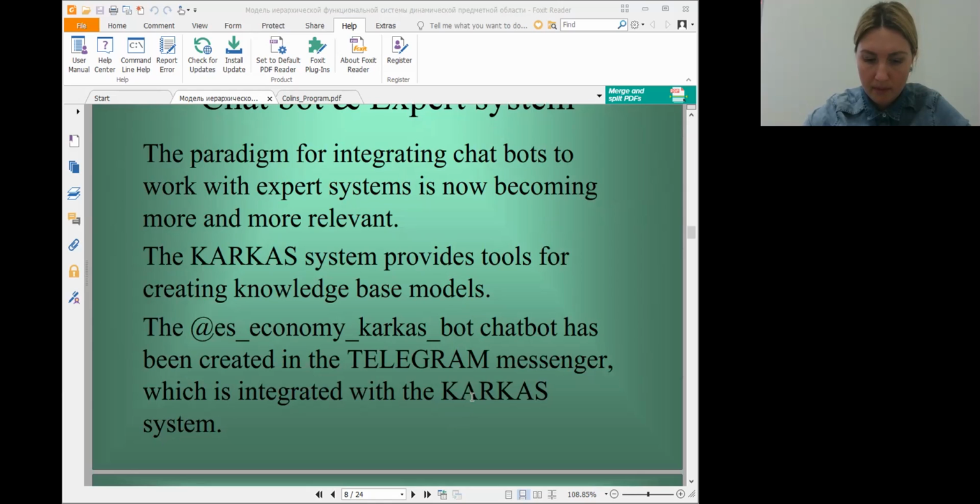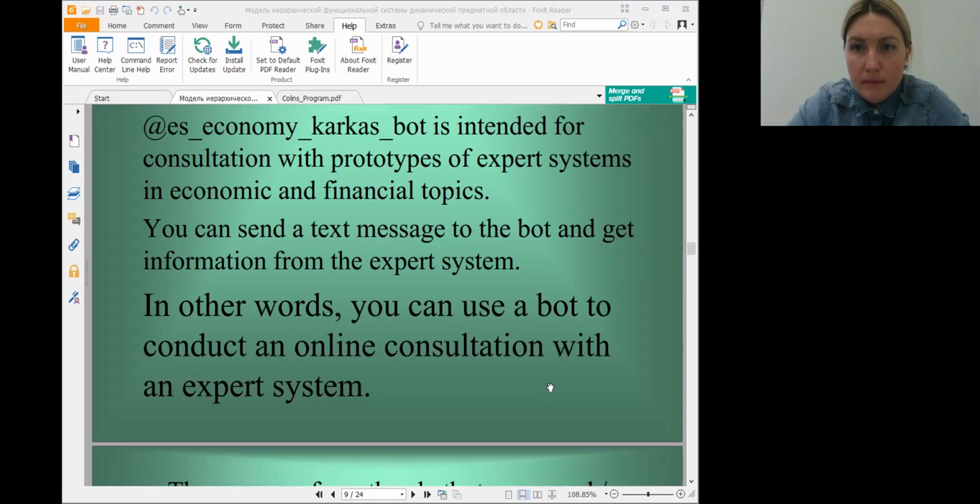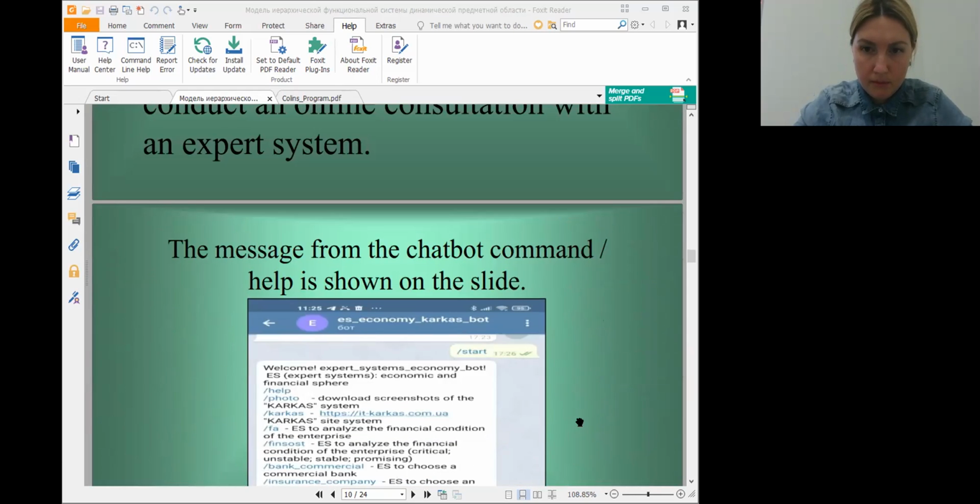The carcass system provides tools for creating knowledge-based models. The ES economy carcass bot is a chatbot created in the Telegram messenger, which is integrated with the carcass system. It is intended for consultation with prototypes of expert systems on economic and financial topics. You can use the bot to conduct online consultation with an expert system. The message from the chatbot command help is shown on the slide.